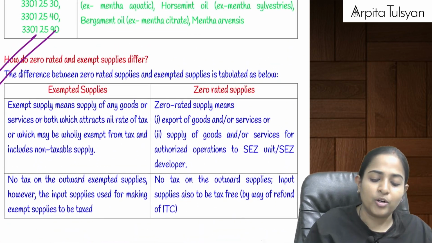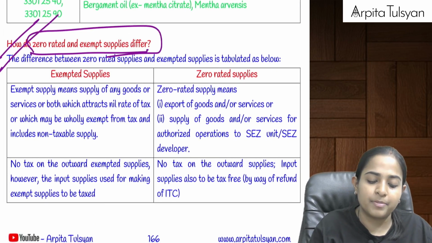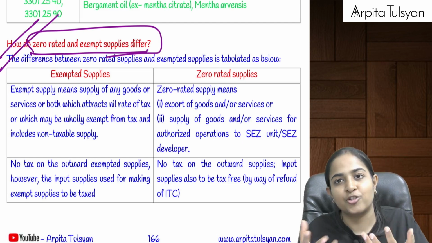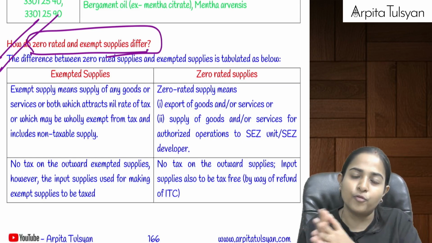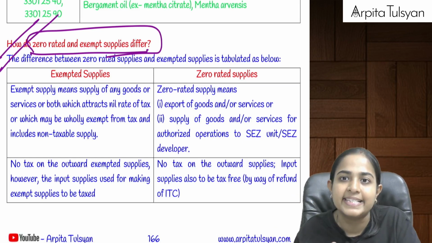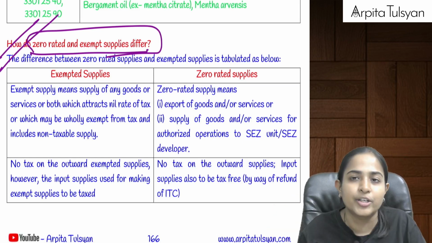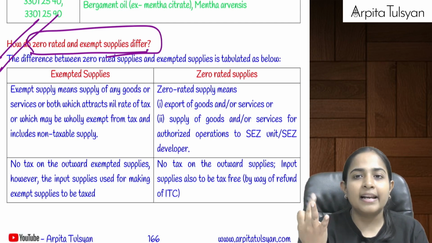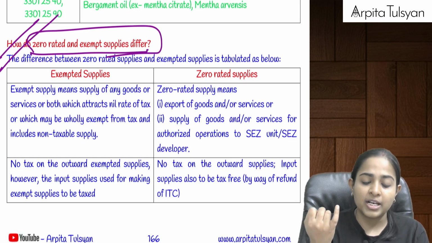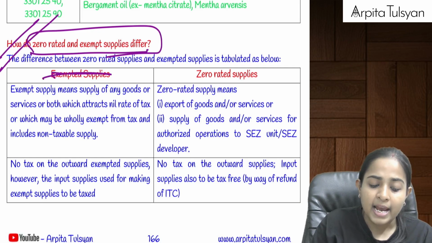Okay, then going on to the next one, that is zero rated and exempt supply. What is the difference between zero rated and exempt supply? This is actually a conceptual thing. Zero rated supply means we know export of goods or services or supply to an SEZ unit or SEZ developer comes under your zero rated supply. And what comes under exempt supplies? Three things: nil rated supply, then supplies exempted by way of an exemption notification, and non-taxable supply, petrol, etc. All these three things come under your exempt supply.